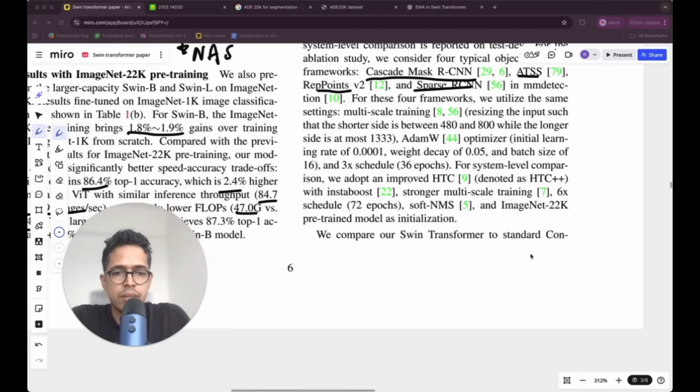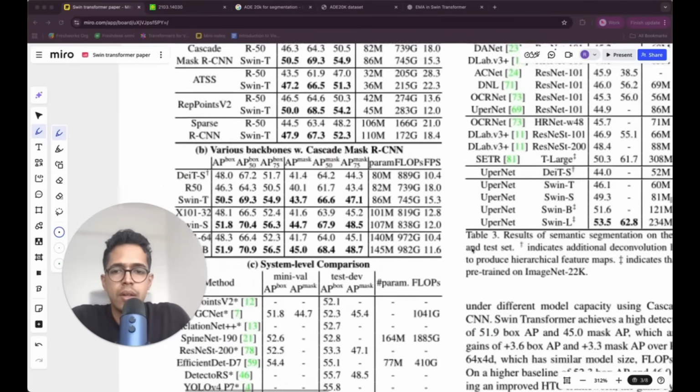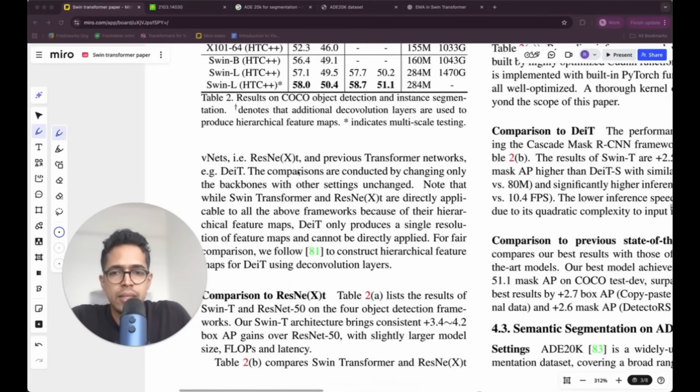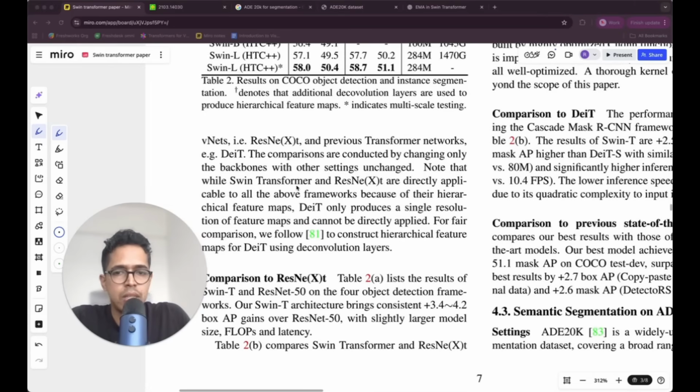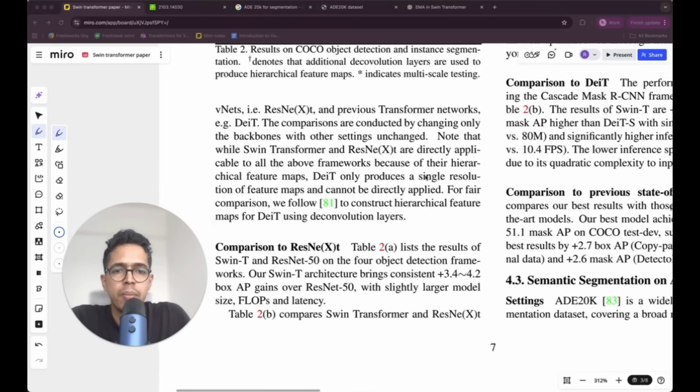We compare our Swin Transformer to standard ConvNets, ResNe(X)t, and previous transformer networks, DeiT. The comparisons are conducted by changing only the backbones with other settings unchanged. Note that while Swin Transformer and ResNeXt are directly applicable to all the above frameworks because of their hierarchical features, DeiT only produces a single resolution of feature maps and cannot be directly applied. For a fair comparison, we follow to construct hierarchical feature maps for DeiT using deconvolution layers.